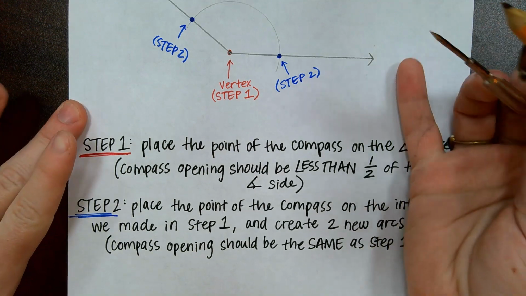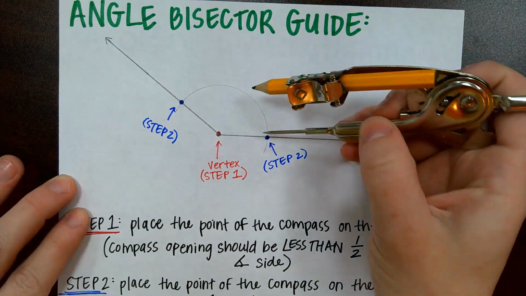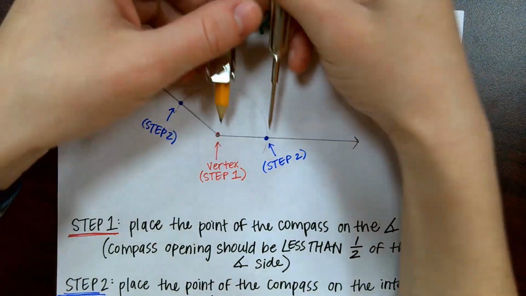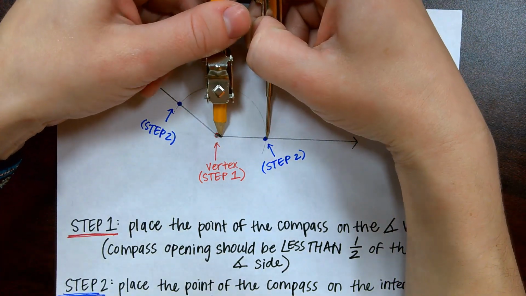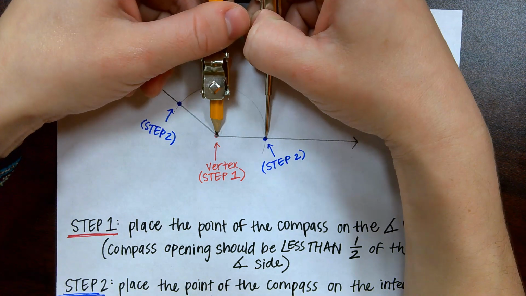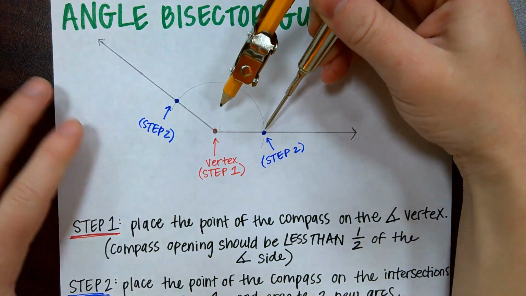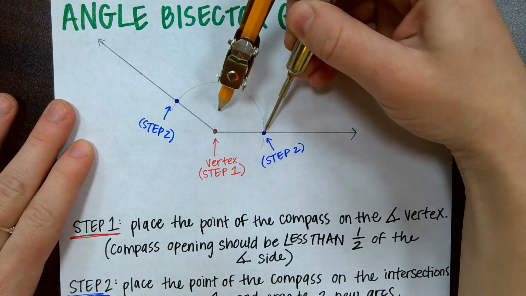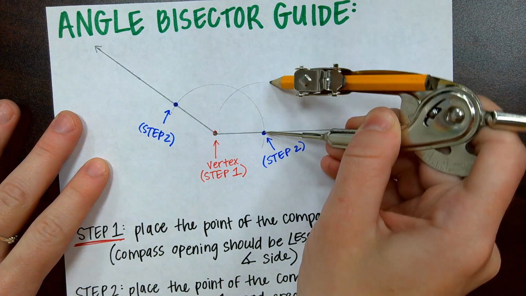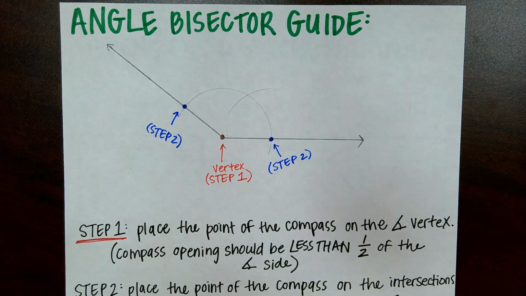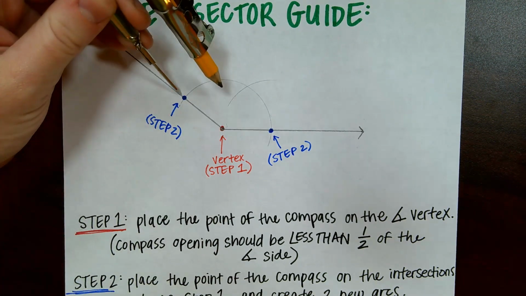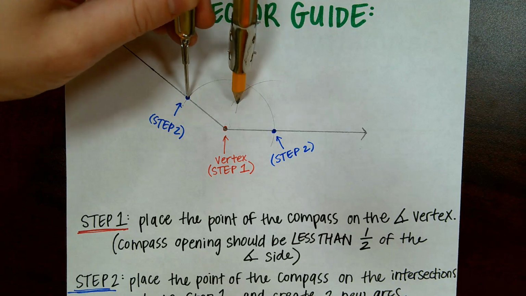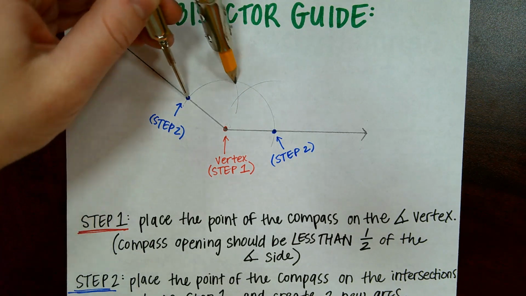Okay, so let's do step 2. Take your compass, make sure it's that same length by lining it up. Mine actually could be open just a little bit more. Okay. And then here's where you want to place your arcs. They need to be inside your angle like this. So one about here. And another one here.